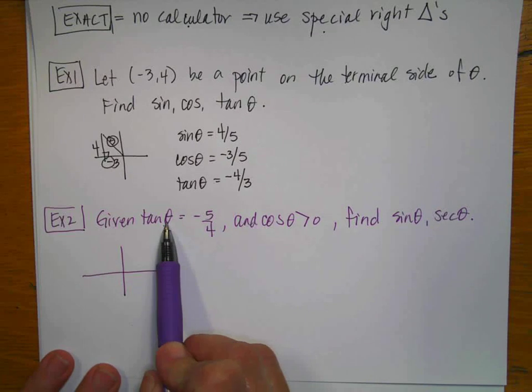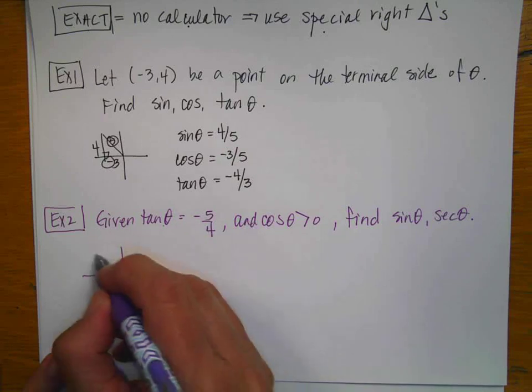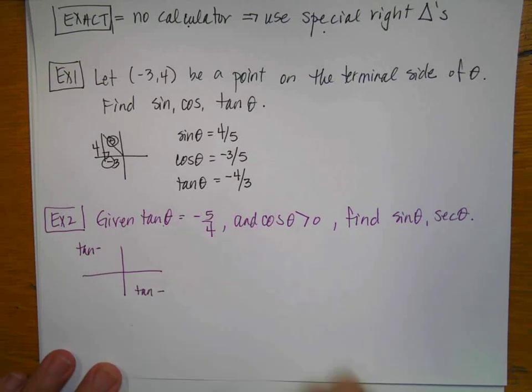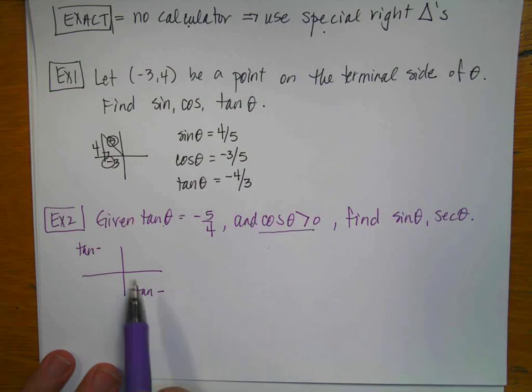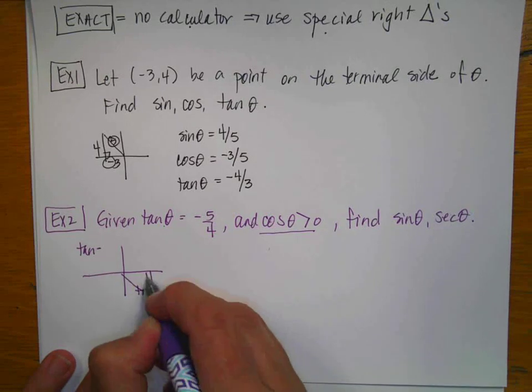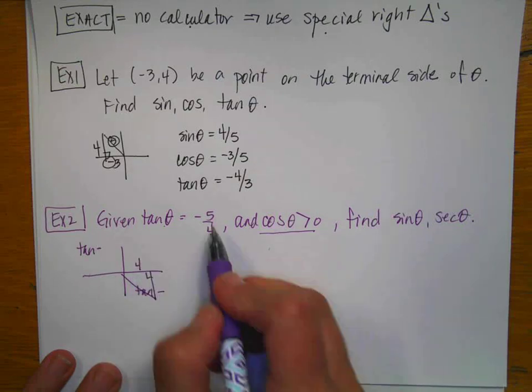Okay, so if we think about it, tangent is y divided by x. Tangent is negative when only one of the two coordinates is negative. So tangent is negative in the second quadrant and the fourth quadrant. And then the second condition says that cosine is positive. Cosine's negative over here, so our triangle is down here. It's where they overlap.